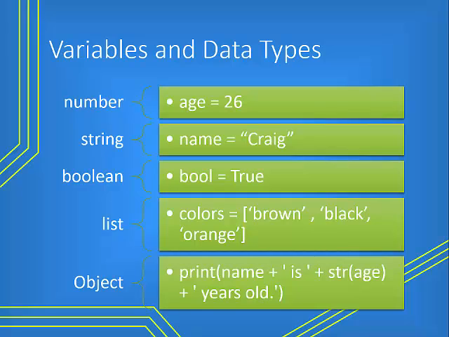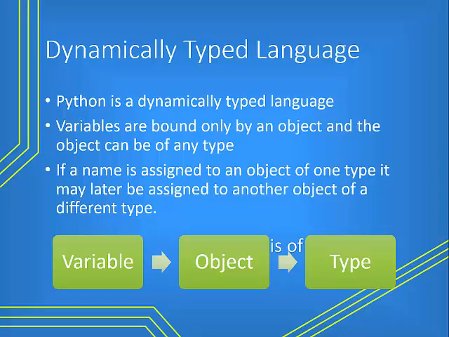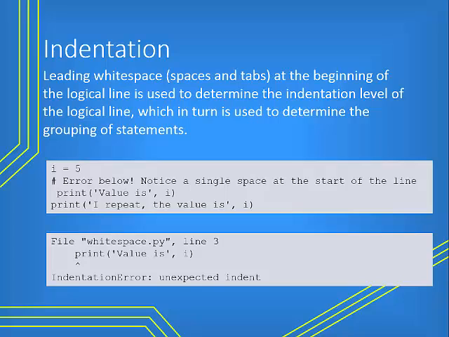Variables can hold values of different types, called data types. The basic types are numbers and strings, which we've already discussed. Others include Boolean statements, lists, and objects. Python is a dynamically typed language. Variables are bound only by an object, and the object can be of any type. If a name is assigned to an object of one type, it may later be assigned to another object of a different type.